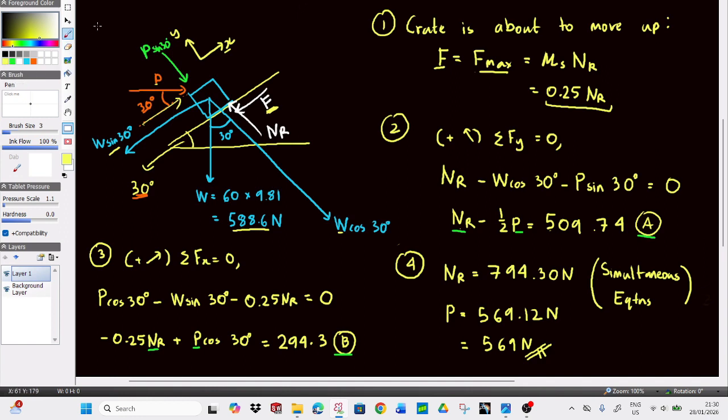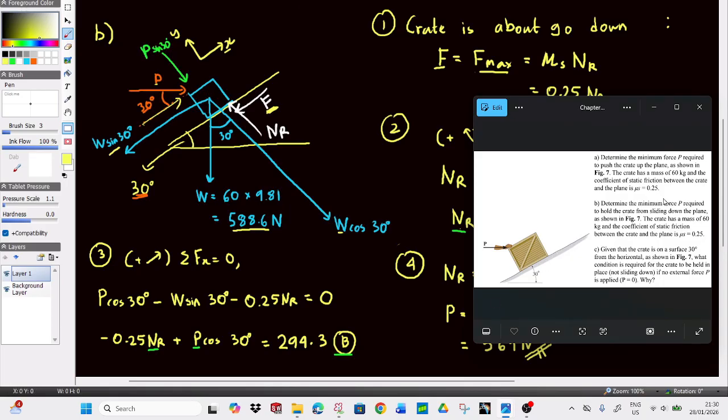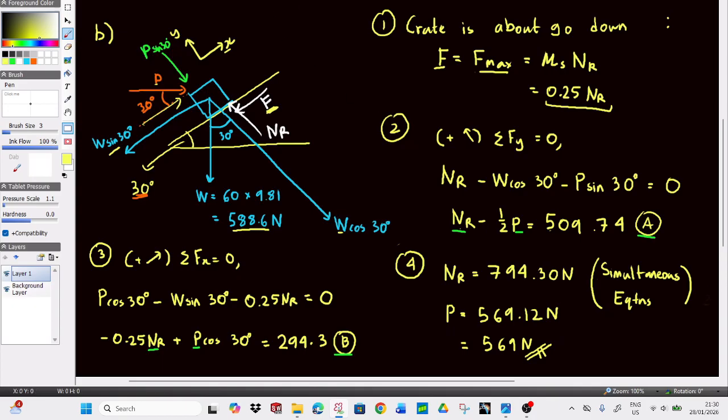So for part B, what's happening is that the crate is no longer about to move up, it's about to go down. So the crate will have a tendency of going downwards, right? And we want to find the force P required to hold the crate from sliding down the plane. So what does this mean? This means that everything else will remain the same, but your frictional force will change direction now. Now you'll have a tendency to go down, so the frictional force would actually go up.